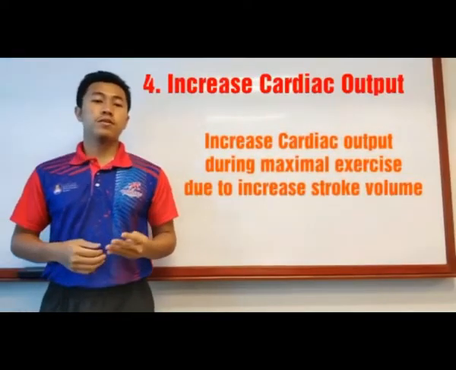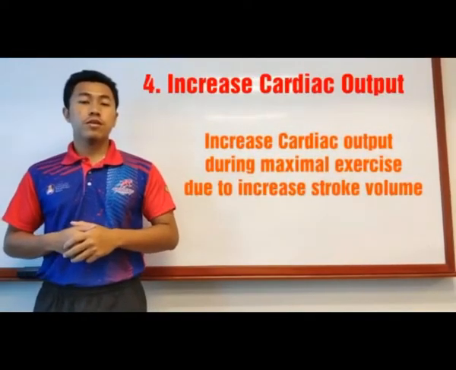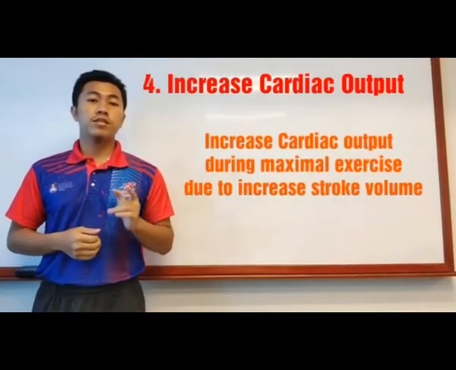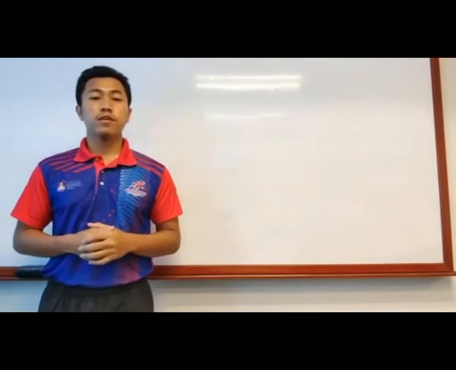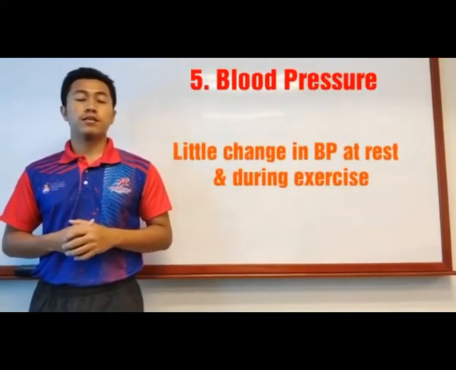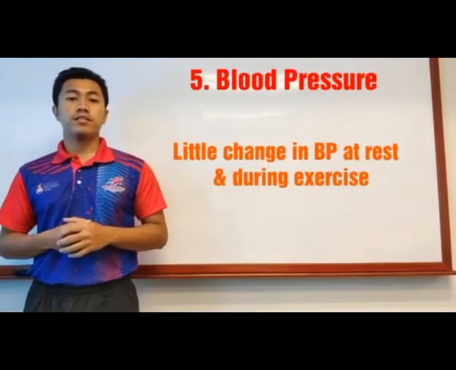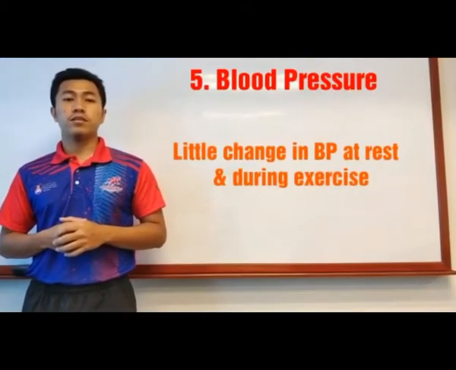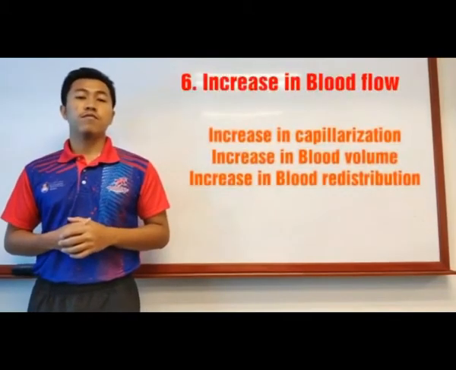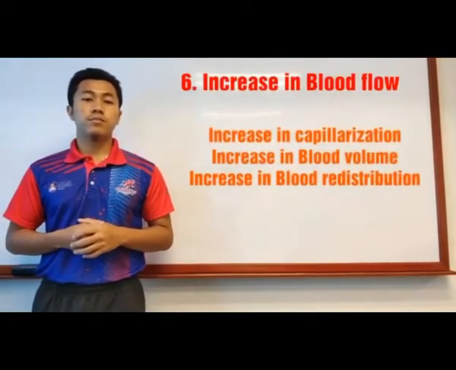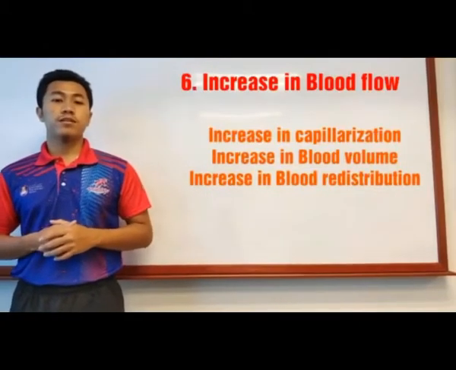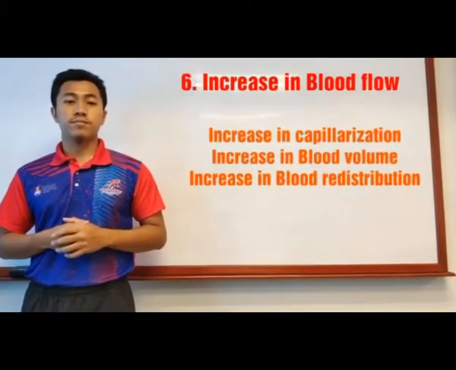The next one is cardiac output. Cardiac output increases during maximal exercise due to the increase in stroke volume. The fifth one is blood pressure. During adaptation, blood pressure has little or no change at rest and with exercise. The last one is blood flow. Blood flow increases because of increased capillarization, increased blood volume, and increased blood redistribution to the exercising muscle.